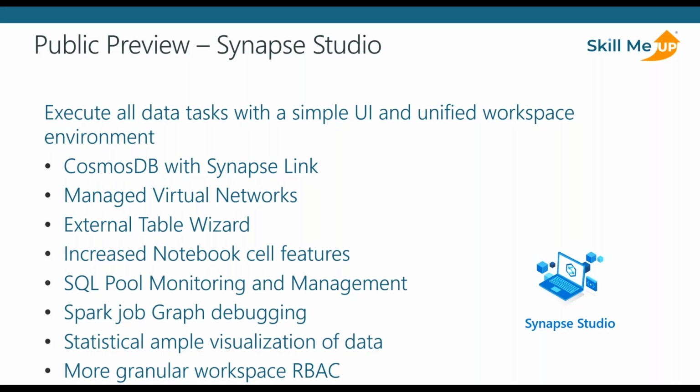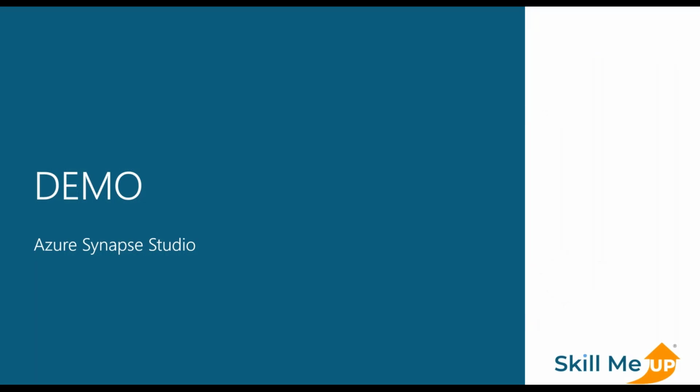You've also got things like the external table wizard and the monitoring and management. You've got the Spark job debugging and a lot of great capability here, as well as granular workspace RBAC controls to be able to control who can do what. So very exciting stuff that came out. And so we'll jump in and do a quick demo. I've got about, looks like 9 minutes, if I can save a little bit of time for questions.